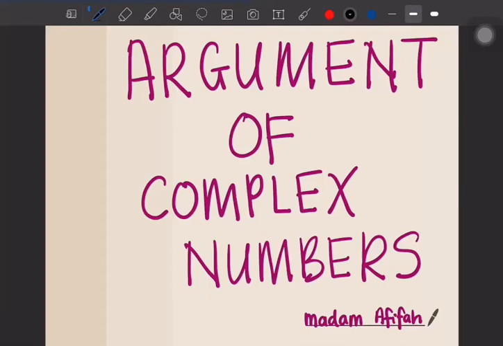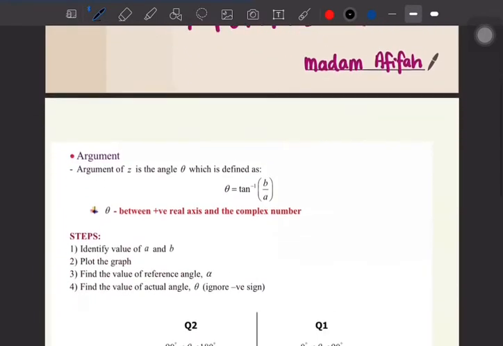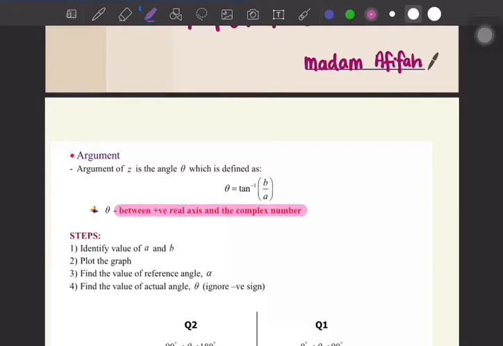So in this video we are going to discuss the argument of complex numbers. The argument of z is the angle theta. So what is theta? Theta is defined from the positive real axis to the complex number. Before we can find the argument or theta, we need to make sure that the given complex number is in the general form, z equals a plus bj.